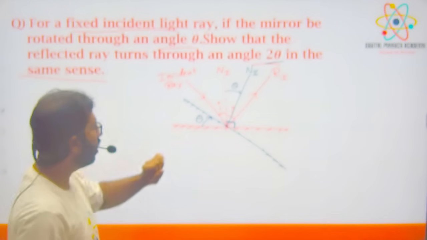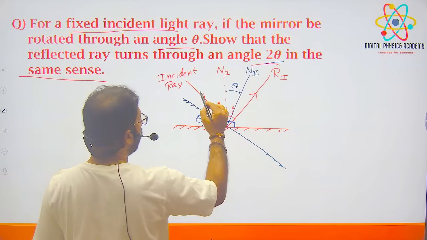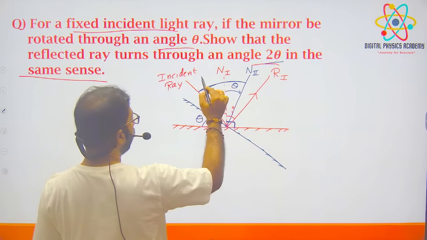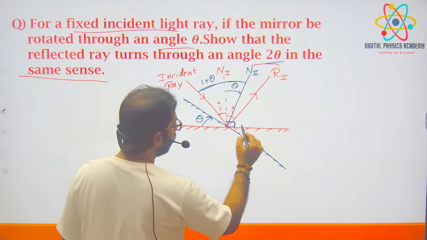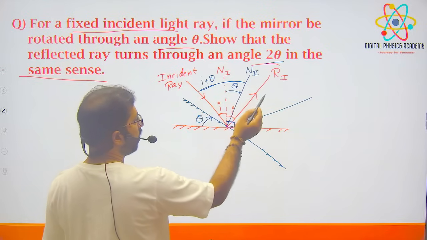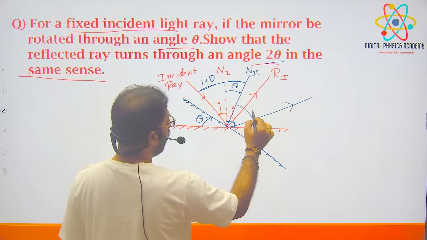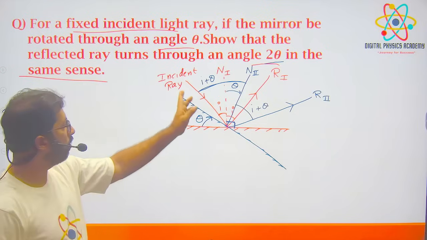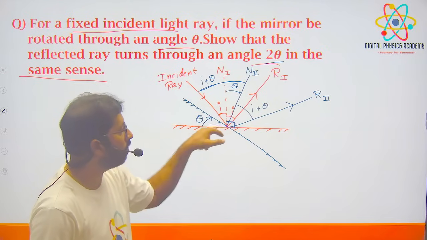Now find the new angle of incidence. The new angle of incidence is the angle between the incident ray and the normal. This is called the angle of incidence. The new angle of incidence is i plus theta. Then definitely the reflected ray will also shift. How much? Angle of incidence equals angle of reflection, so i plus theta it will shift. This angle is nothing but i plus theta. This is the new reflected ray in the second case, because angle of incidence is equal to angle of reflection.